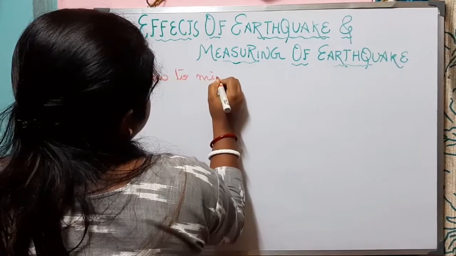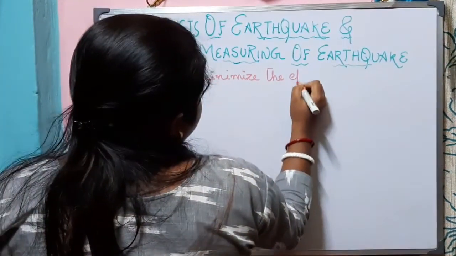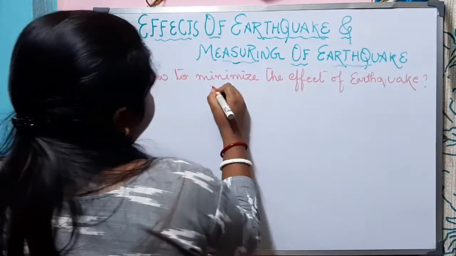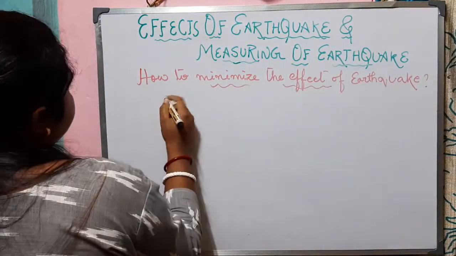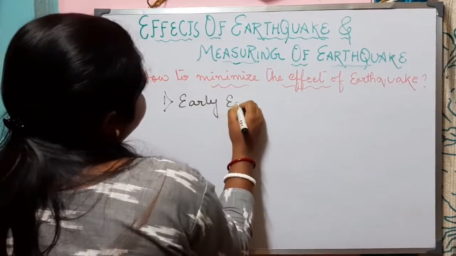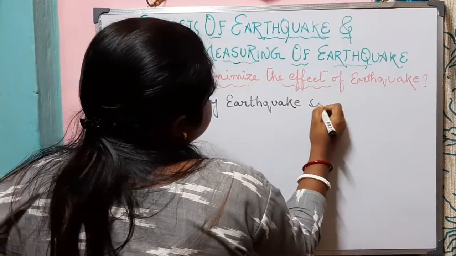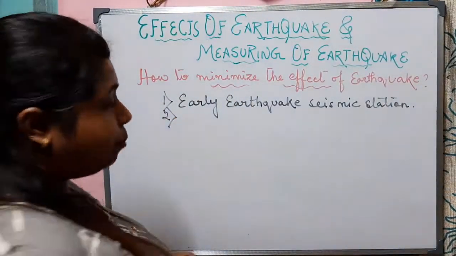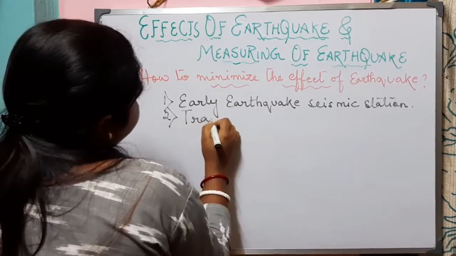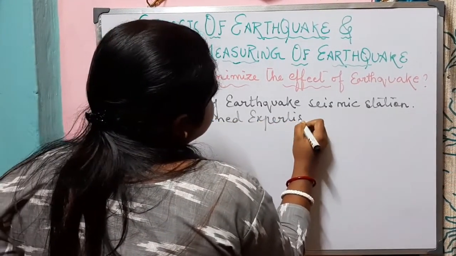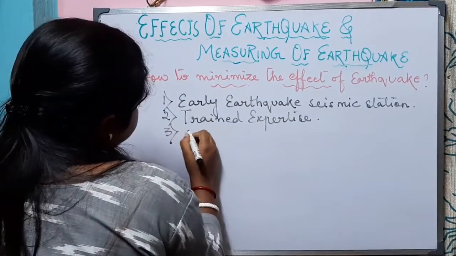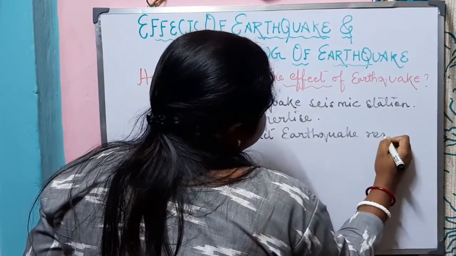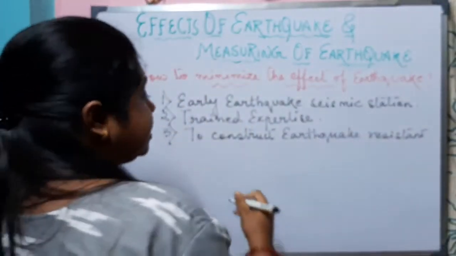How to minimize the effect of earthquake. First, what should we do? There should be early earthquake seismic stations by which we can get an information that earthquake is supposed to come. We should have trained expertise. It is important to construct earthquake resistant buildings, because most of the people die due to collapse of buildings.